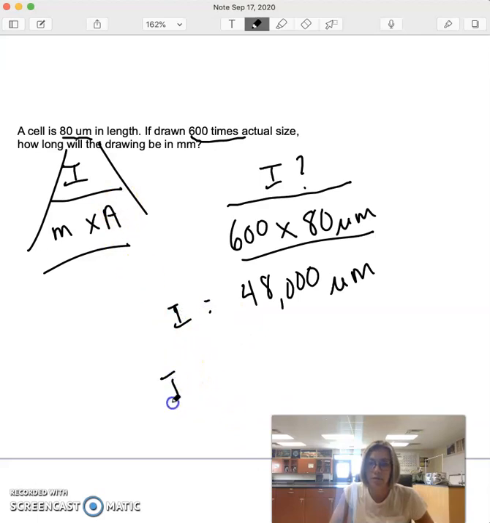So my image in millimeters, if we remember, there's 1,000 micrometers in a millimeter, so 1, 2, 3, that gives us a size of 48 millimeters.